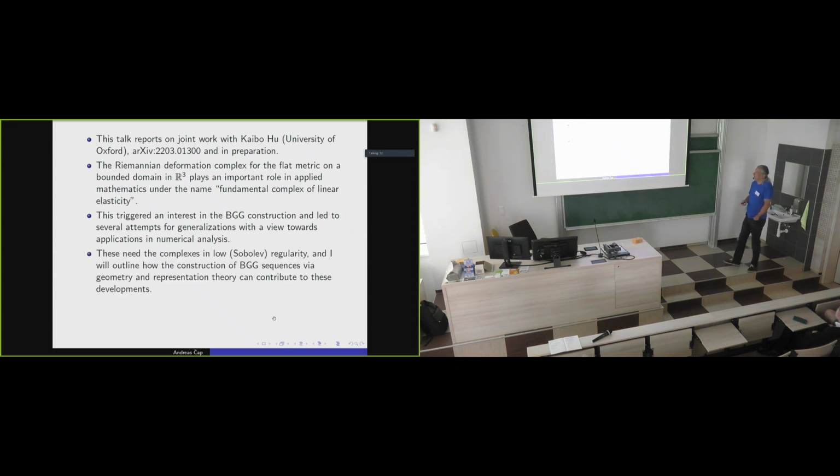And what one has to do there is one needs the complexes not for smooth sections or smooth forms, but for forms with low regularity, that is for Sobolev forms. And this is actually what I'm going to do in the talk, is I will outline how the construction of BGG sequences can be done using geometry and representation theory in the setting of this Sobolev regularity.